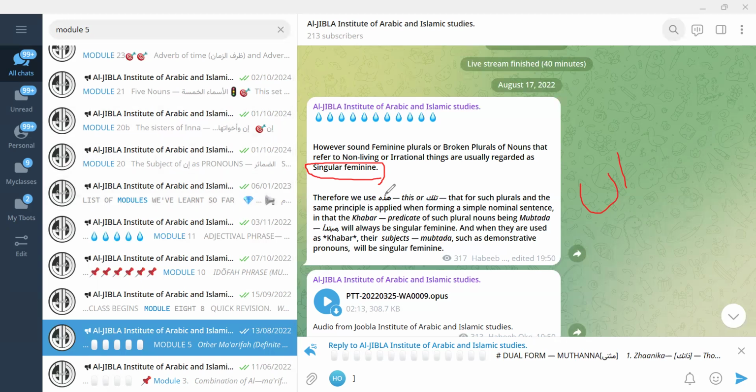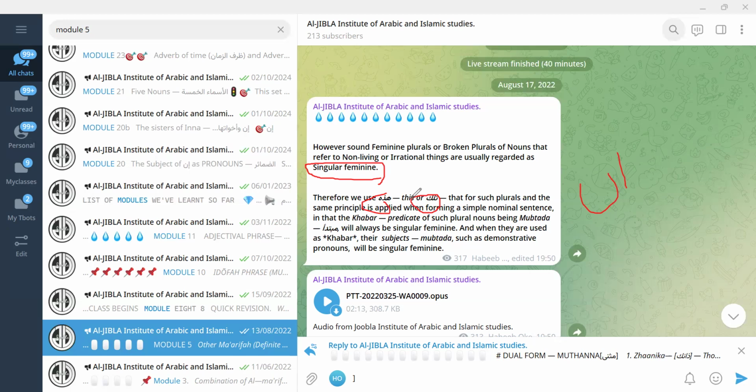Use هذه and تلك to refer to any other feminine singular. So if you want to use them in a jumla ismiya, if they are mubtada, their khabar will be singular feminine. I hope you are getting it.